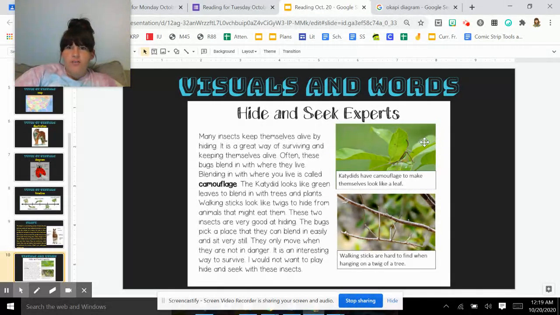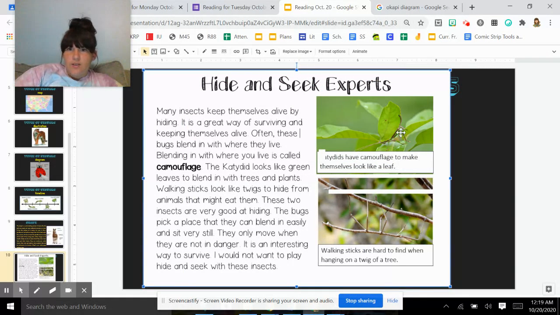But it's even hard to find this katydid in this picture right here. Miss Acton can make this visual a little bigger so we can see a little bit better. So it looks like it's got its legs right there, front legs, back legs, and that's a little tail. And then this is its body where the leaf is, and then there's its antennas right there. It's crazy how much this thing looks like a leaf. So in this, it says the katydid looks like green leaves to blend in with trees and plants. And you're like, okay, it looks like a leaf. But when you look right here, you're like, that thing looks just like a leaf.